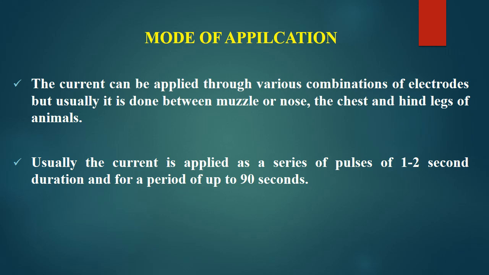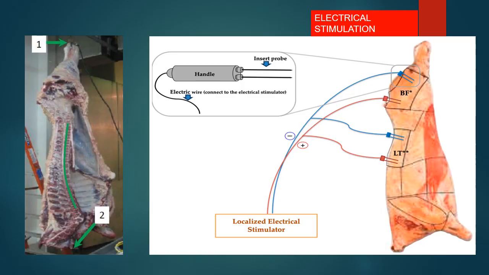Here we can see the diagram for electrical stimulation. We can see there are two electrodes, one at the hind leg region or thigh muscle and one at the chest region. In the left side diagram we can see the actual carcass, where one electrode is at the leg region and one at the neck region.